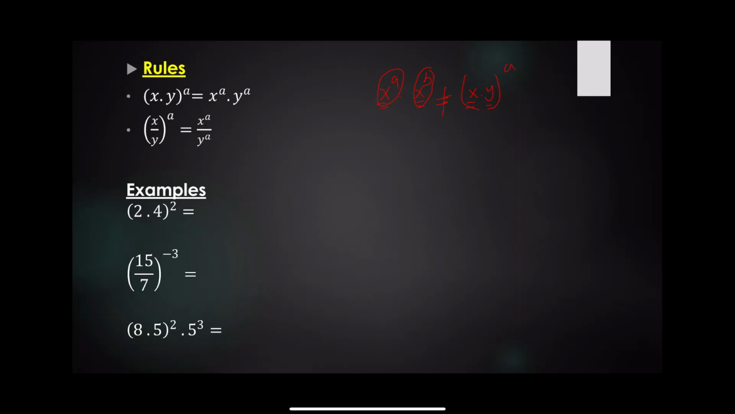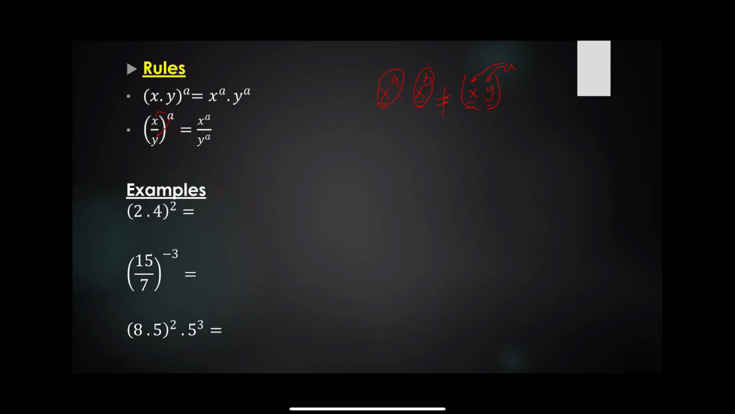We can distribute the exponent. So the first one will take the exponent and the second one will take the same exponent: x to the power a and y to the power a. And the same thing in case of division. x over y raised to an exponent a, x will take the a and y will take the a as well: x to the power a and y to the power a. Let me give you some examples.